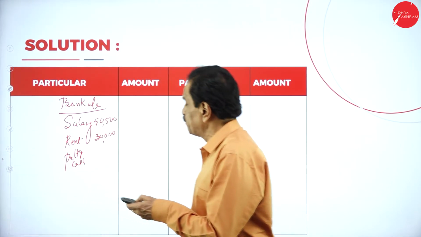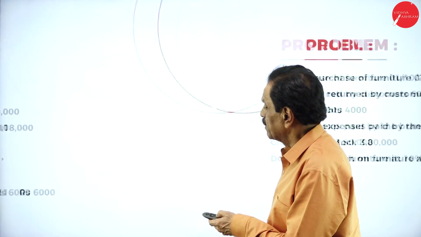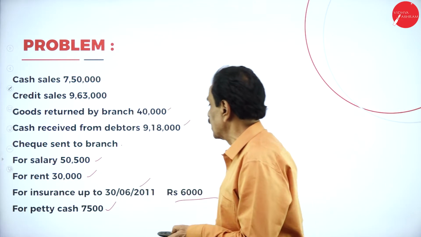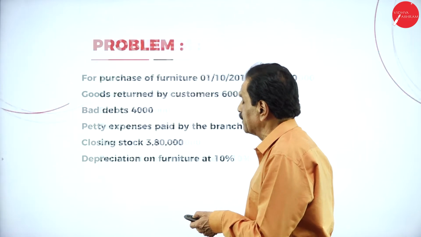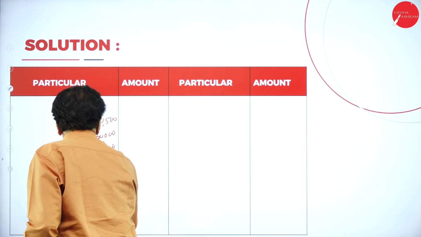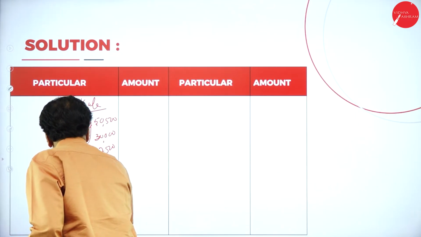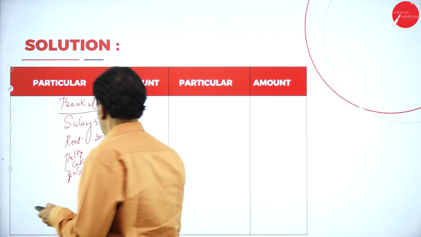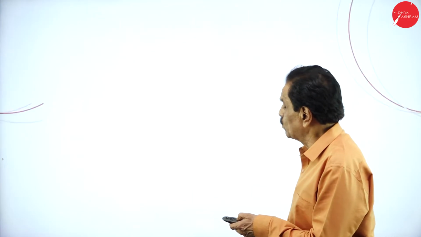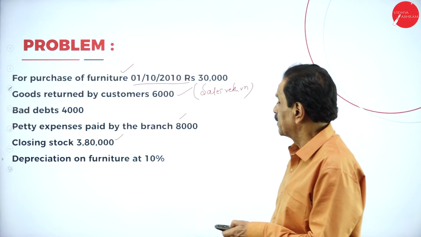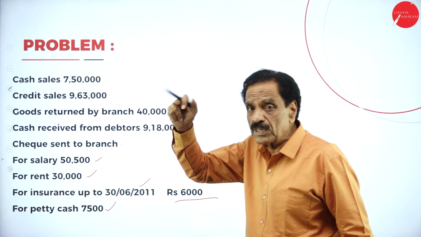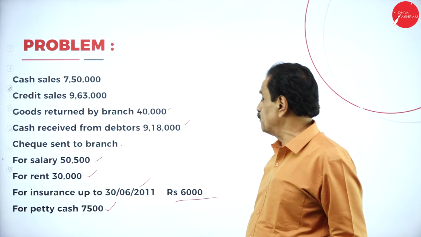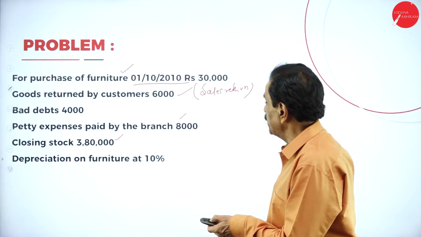For petty cash, how much was spent? For petty cash, they've given 7,500. Insurance. How much did they pay for insurance? They say the insurance is paid up to 36 2011. The year ends on 31/3. How many months more? 3 months more. Insurance 6,000.